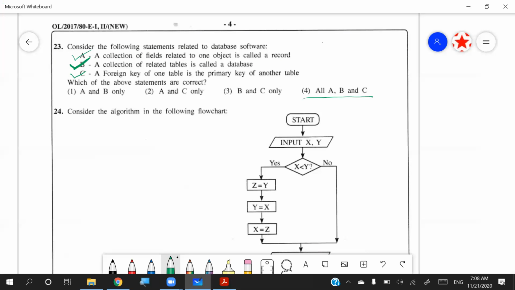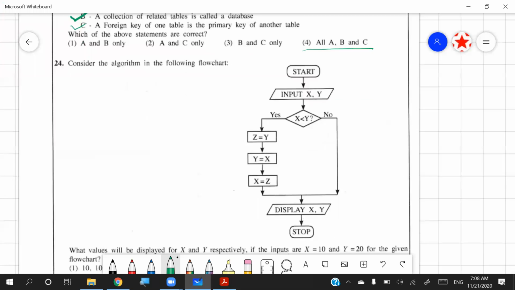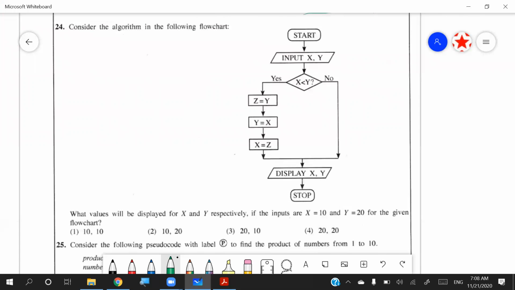Right, moving forward, 24th. Consider the algorithm in the following flowchart. The values will be displayed for X and Y respectively if the inputs are X equals 10 and Y equals 20 for the given flowchart. Now we have to clarify the outputs. So how are we going to clarify that? We are going to see how the hand tracing process goes.